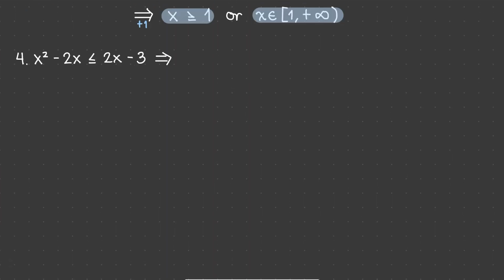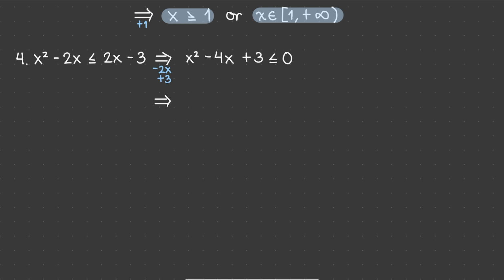Okay, so for this last item, do the same trick. Isolate everything to one side. So let's move this to the other side. What we'll be doing is we'll be subtracting 2x both sides and add 3 both sides. So that will give us x squared minus 4x plus 3 less than or equal to 0.